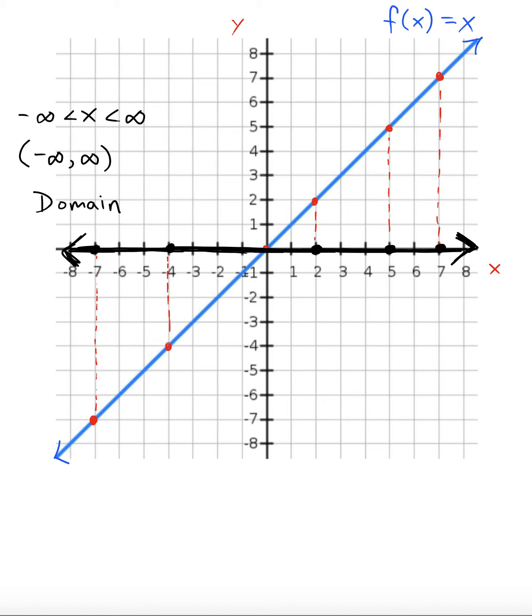Now we'd like to find the range. So what we want to do there is we want to take our points and project them onto the y-axis now. These are going to be our output values of the function. And as you can see, they will be everywhere in the positive y direction and the negative y direction. There's no y's that aren't represented here.